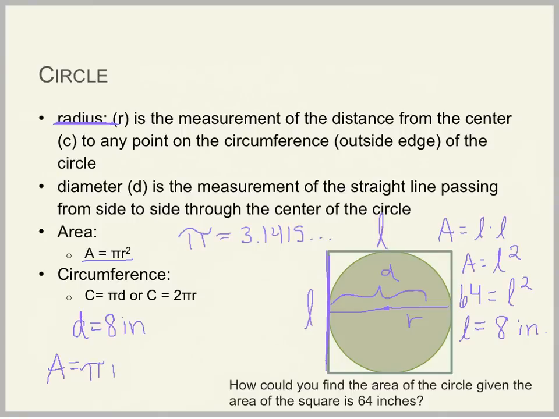And if we want to find the area, it equals pi times our radius squared. If the diameter is 8 inches, the radius is half of that, or 4 inches. Squaring 4 inches then, we get that the area of our circle would be radius squared, 4 squared, or 16 times pi.